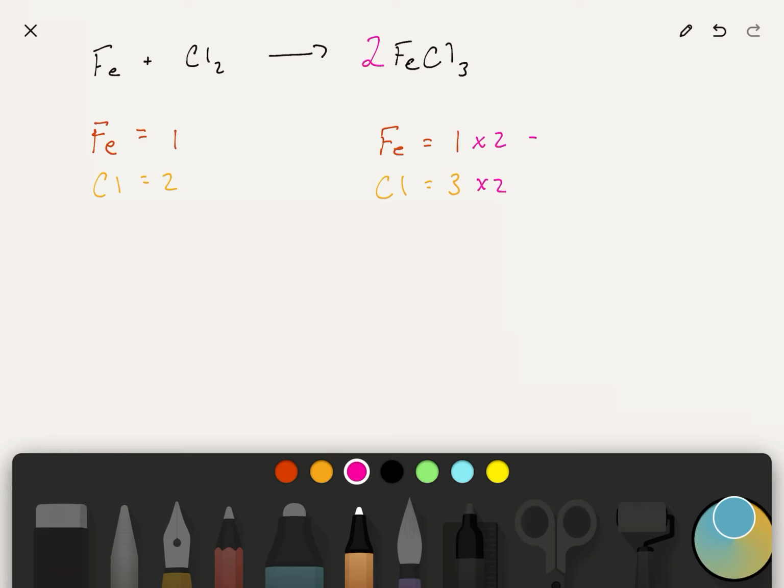So now I have 2 iron and 6 chlorine. So when I look back at the left hand side, I see that I need to multiply my iron by 2 to get 2. And my chlorine, I need to get to 6, so I'm going to multiply it by 3 to get 6. And now my equation is balanced.